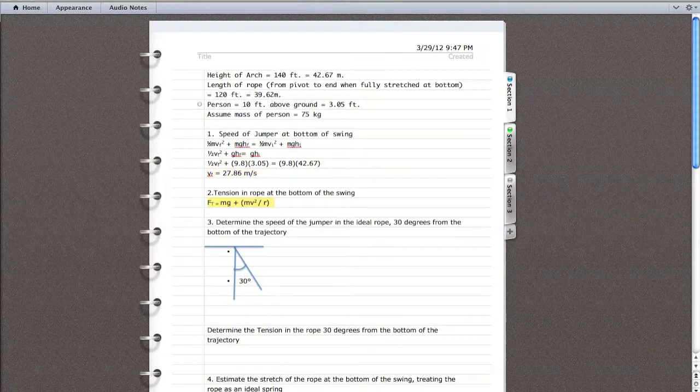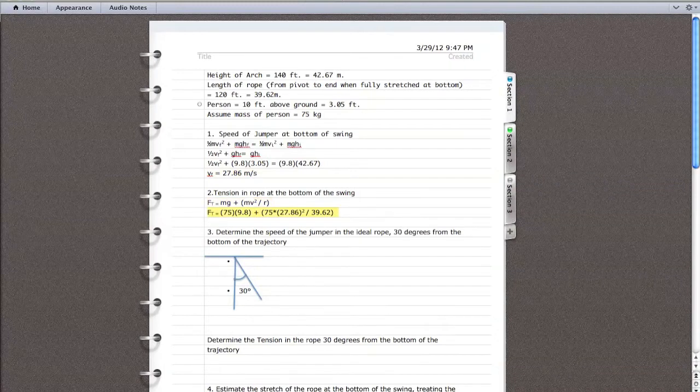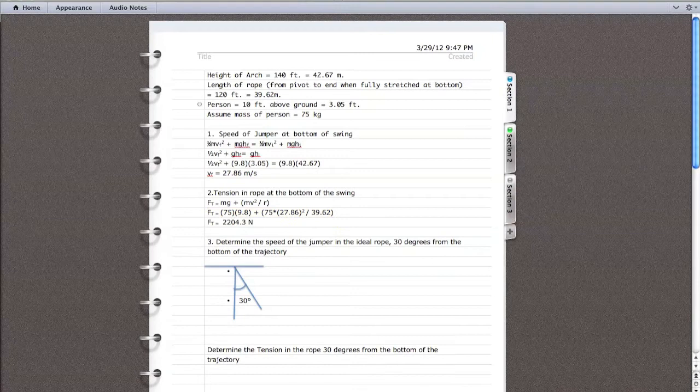You next solve for the tension at the bottom of the swing, which is equal to the force of gravity plus the centripetal force, which is mv squared over r, and you get 2,204.3 newtons.